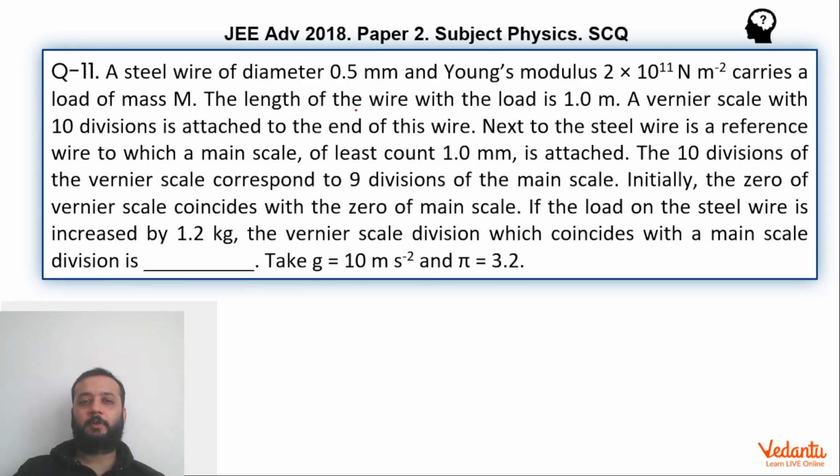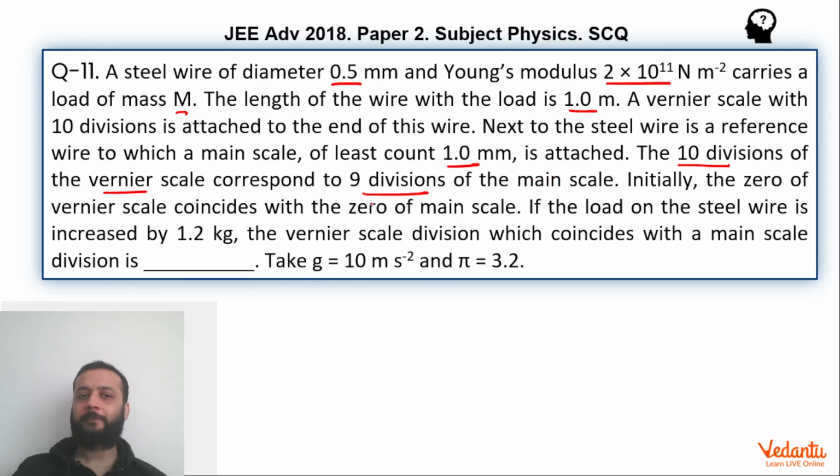So basically what's happening over here, there is a steel wire of diameter 0.5 mm whose Young's modulus has been given to us. A load of mass m has been attached. The length of the wire is 1 meter. There's a vernier scale that has been attached with the wire, which has 10 divisions. Now, next to the vernier scale, there is a main scale with the least count of 1 mm. It's also given that 10 divisions of the vernier scale coincide with the 9 divisions of the main scale, which is a very standard data.